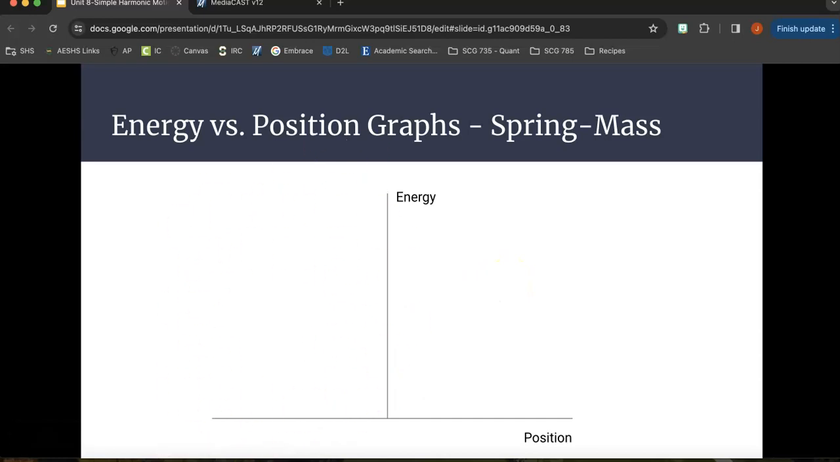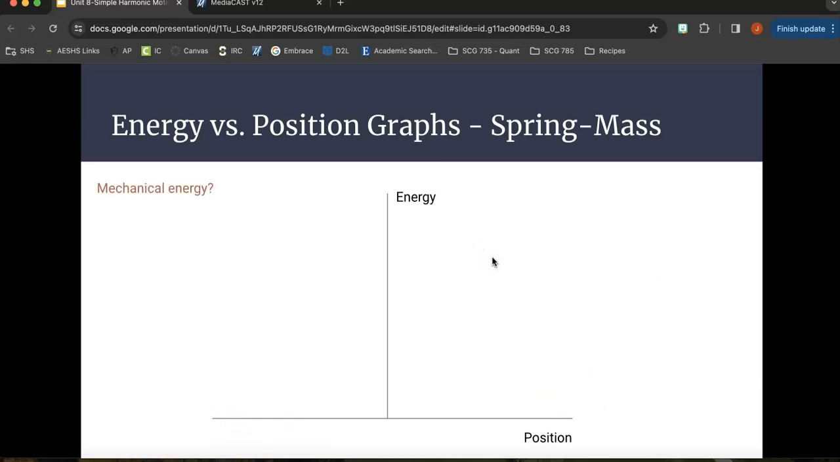All right, so next question. Why do I have a negative position quadrant? So the positions over here represent compression of the spring. So negative positions represent compressing the spring. This is equilibrium. So position 0 is when the mass is there. It's at equilibrium. And then positions over here is when it's stretching the spring. So we need the negatives to distinguish the compression versus the stretching.